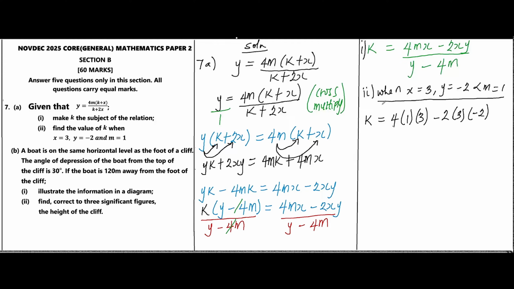So the whole of this divided by y, that is -2, then -4, we know m as 1. So we have k. So let's simplify the numerator. 4 multiplied by 1 multiplied by 3. So we have 12.